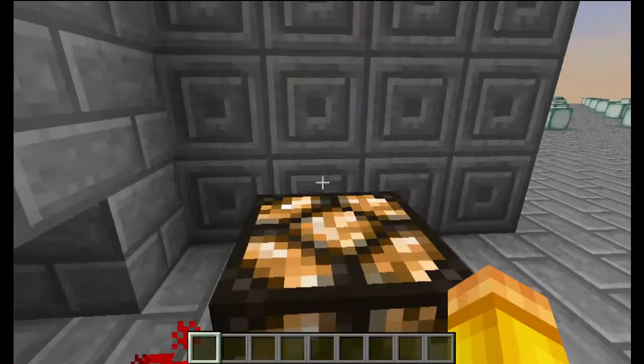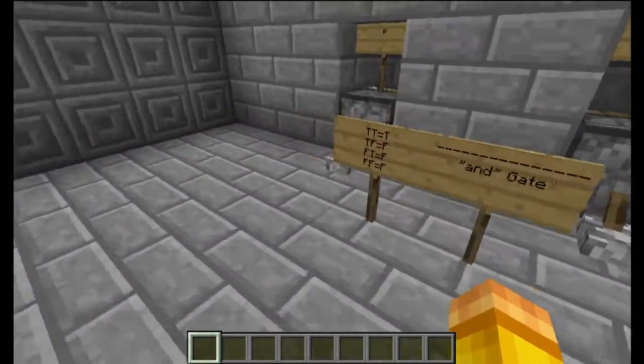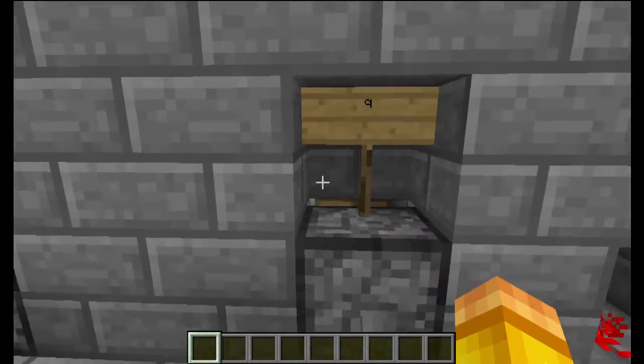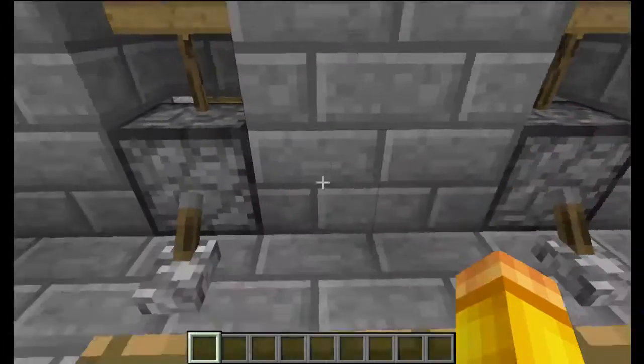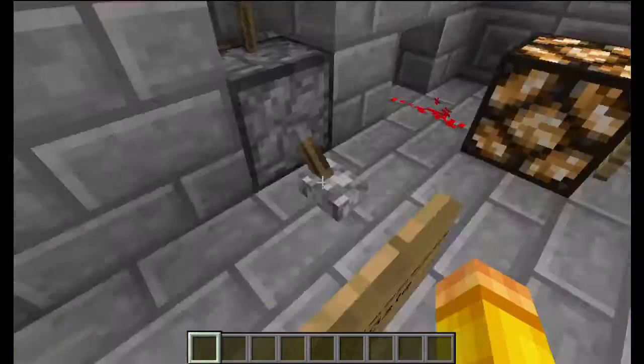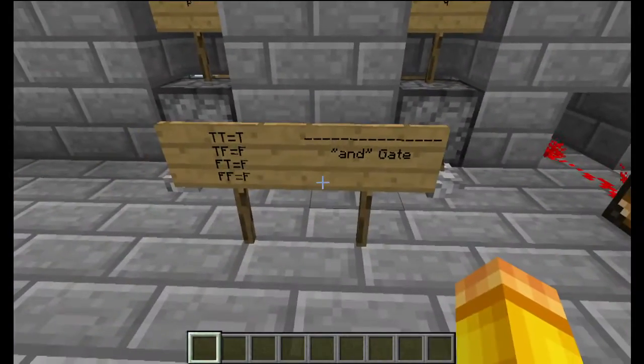So let's take this one here and make it true. And as you can see, I made it true and it lit up because P is true, Q is true. Mind your P's and Q's. Both true, this is going to be true, and that's what an AND gate does.